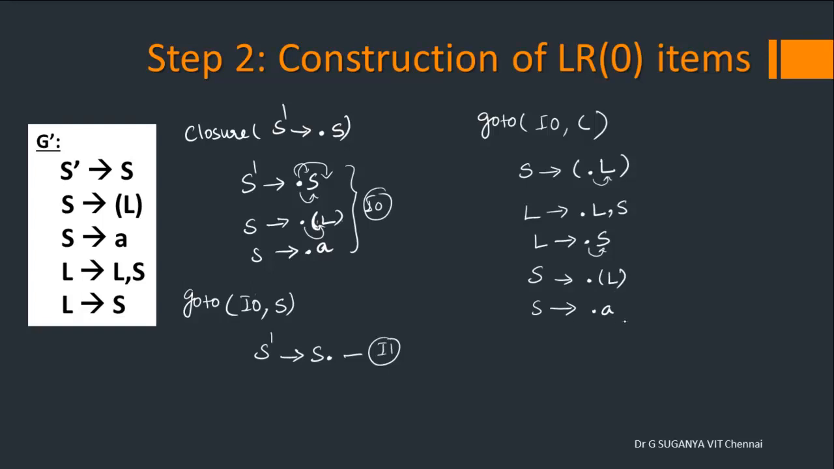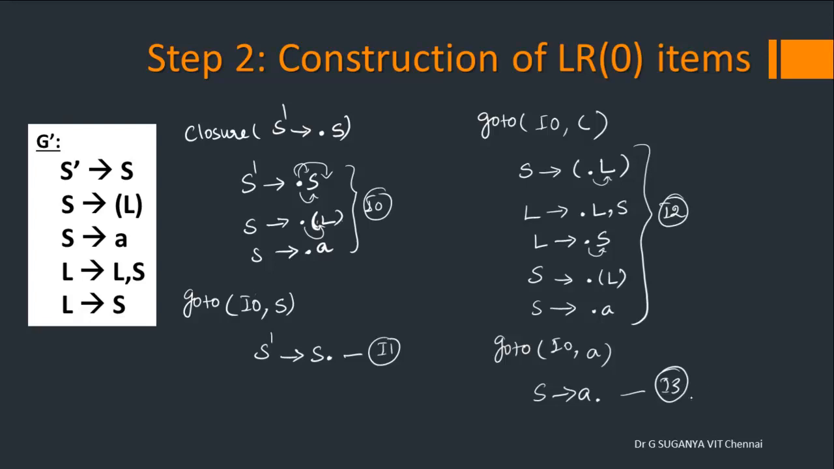This we have to observe keenly. As and when you have a non-terminal after a dot, you have to add its closure also. Once done, check whether it is equivalent to either I0 or I1. Both are different, so you can give a new name, I2. Then goto of I0 comma, what is the next symbol? It is a. So it will be S gives a dot. That is the only thing, so you can give a new name like I3.